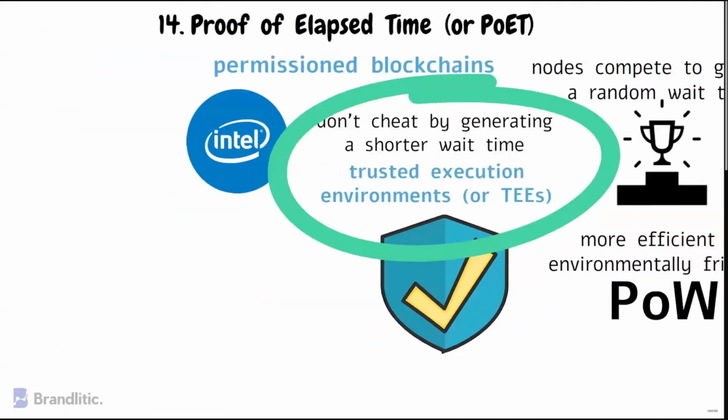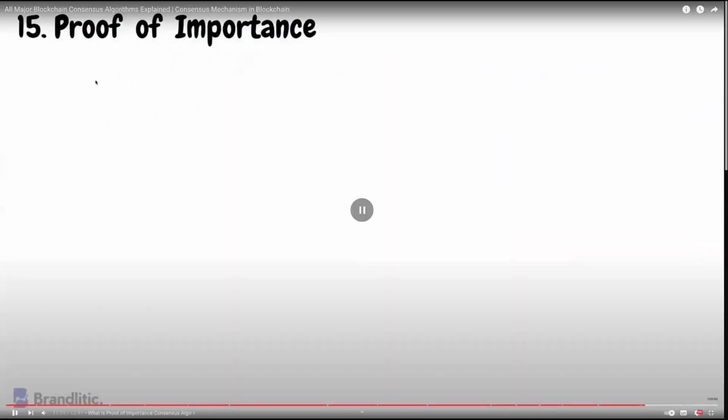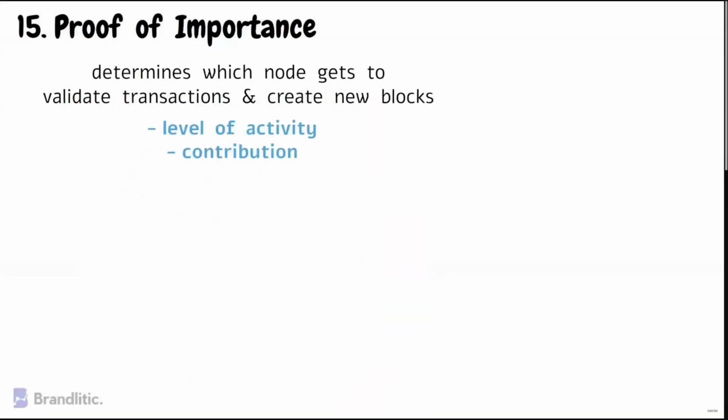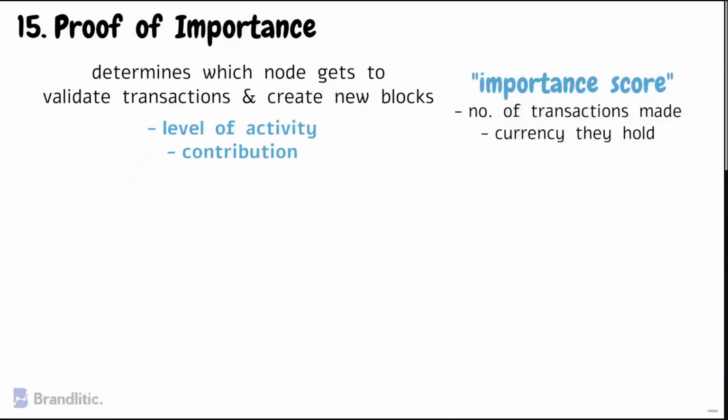Next, number 15, proof of importance. Now, this consensus algorithm in blockchain determines which node gets to validate transactions and create new blocks based on their level of activity and contribution to the network. This activity is measured by users' importance score, which is generally calculated based on the number of transactions they have made and the amount of currency they hold.